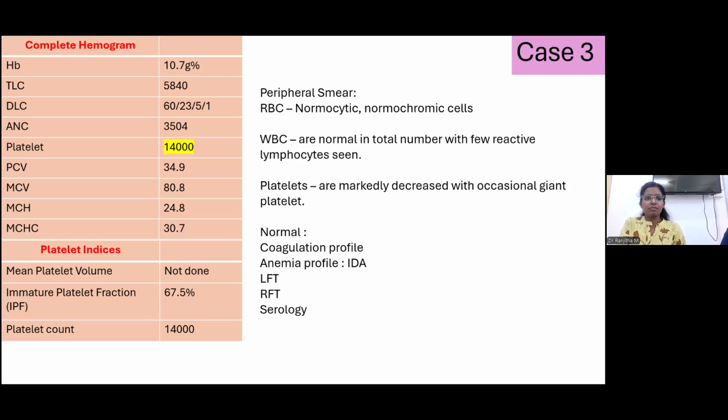Her complete hemogram revealed hemoglobin of 10.7 with normal total count and differential leukocyte count. ANC was also normal, but platelet count was 14,000 with an immature platelet fraction of 67.5%.